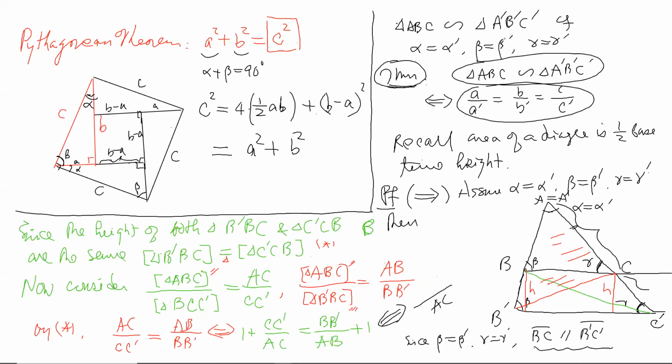AC plus CC prime, yes? AC prime. The base here is AB. The denominator, the top is AB prime, right? But don't forget, A is the same as A prime. So we put A prime there, yes? Right? A and A prime are the same. So we put A prime on top.